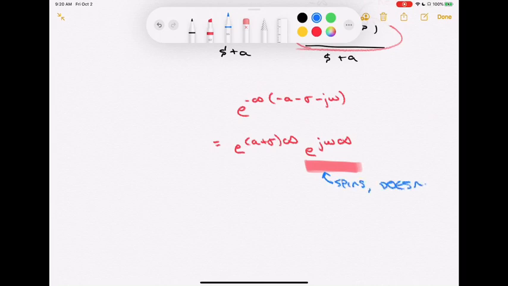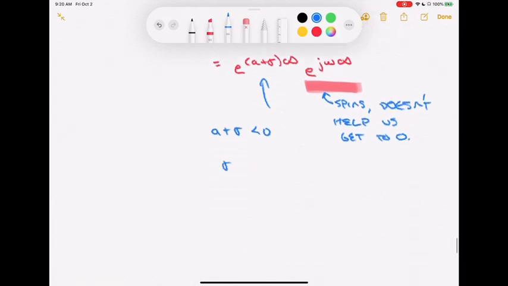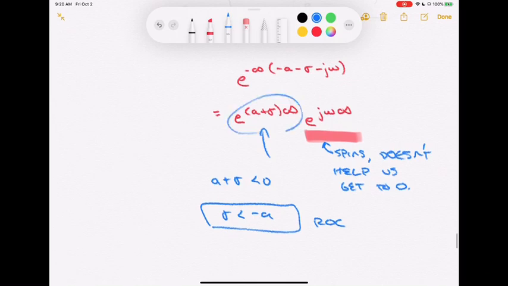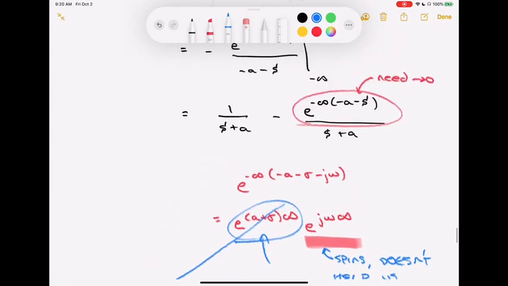Doesn't help us get to 0. This one, we need to go to 0. So how do I ensure that e to the something times infinity goes to the 0? Well, I need a plus sigma to be less than 0, right? And that, if I solve for it, is sigma less than minus a. That is my region of convergence. If that is true, right, this guy, this term up here, will go to 0. So this thing goes to 0 if sigma is less than minus a, the region of convergence. That's how I get convergence, and I am just left with then, right, this term up here.